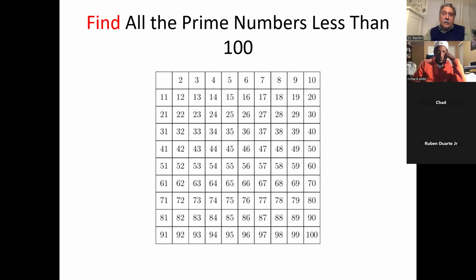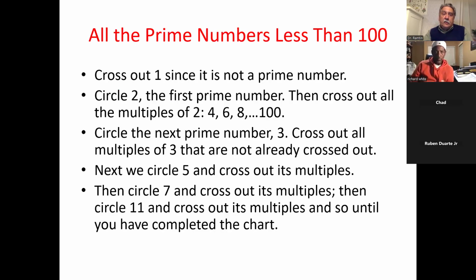So, for example, if I ask you to find all the prime numbers less than 100, that's how you do it. You cross out one because that's not a prime number. You circle number two, and I will show you a table. That's your first prime number. Two can be only divided by itself and one.